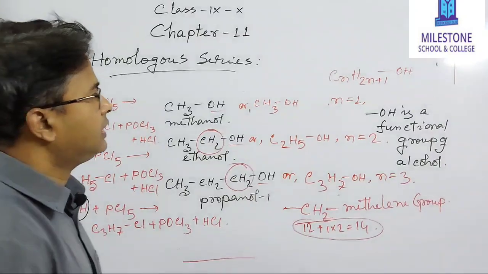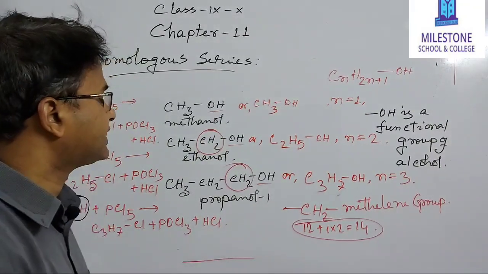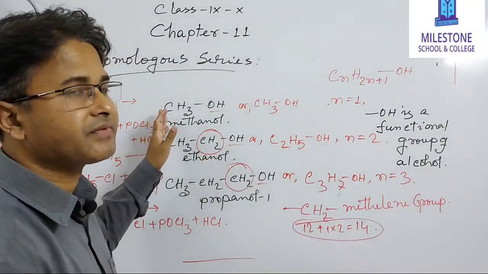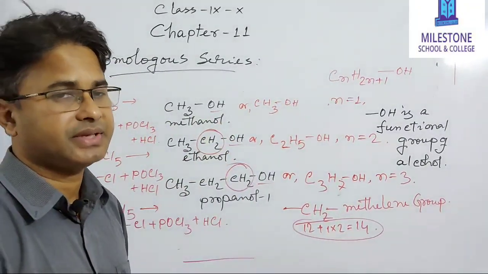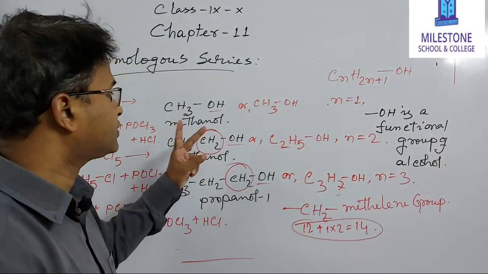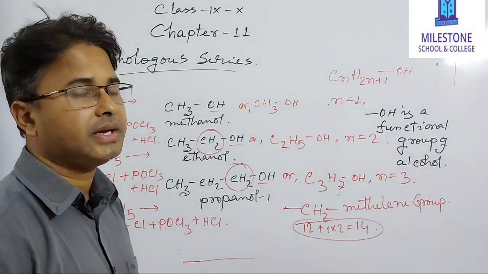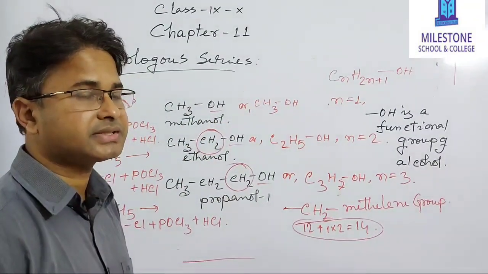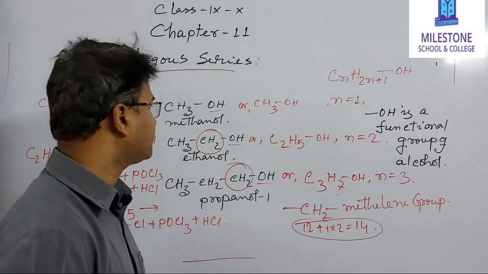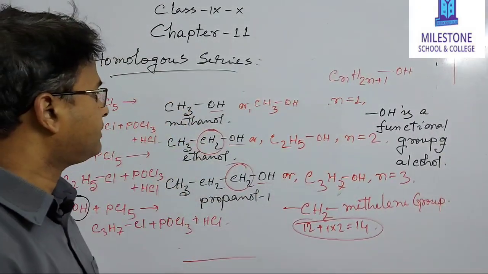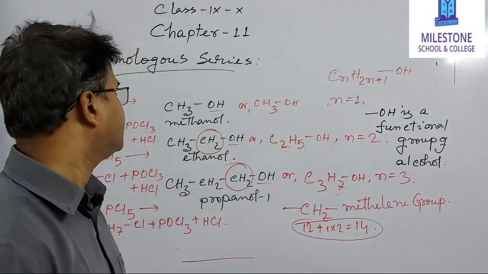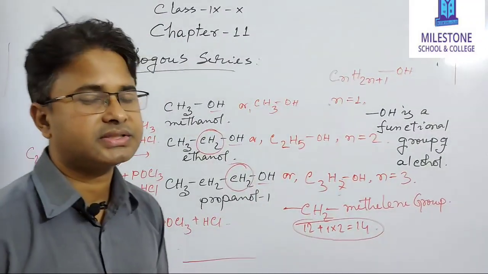The first characteristic of a homologous series: the compounds are formed by atoms of the same elements. Number 2, the compounds of a homologous series contain the same functional group. Number 3, all compounds can be represented by a general formula. That's all about the homologous series.